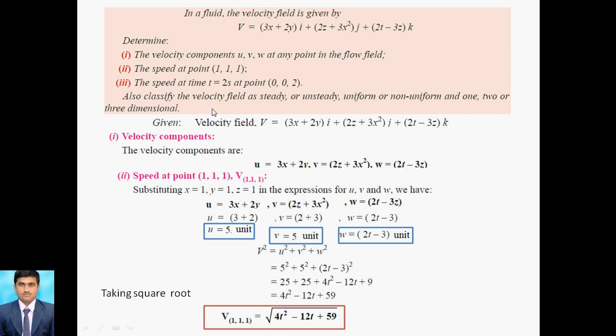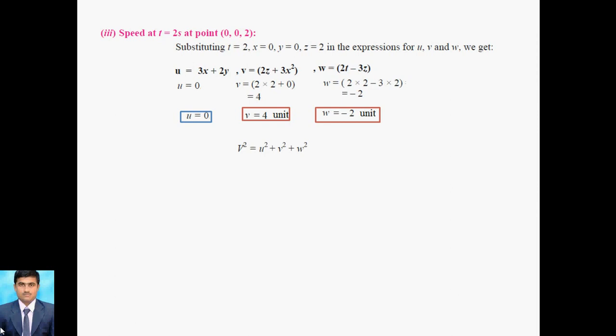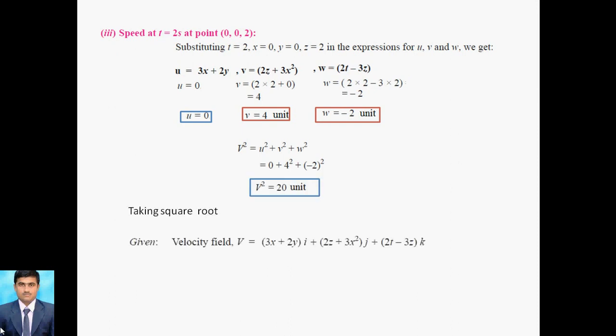Now we put in the values for (0,0,2) and t is 2 seconds. Here we know u, v and w. Put the value for x = 0, y = 0, z = 2 and t equal to 2 seconds, as mentioned previously. After that we get the u, v and w values. Then you can put them into the equation V² = u² + v² + w². After finding V² and taking the square root, we get the value of V, that is 4.472 units.